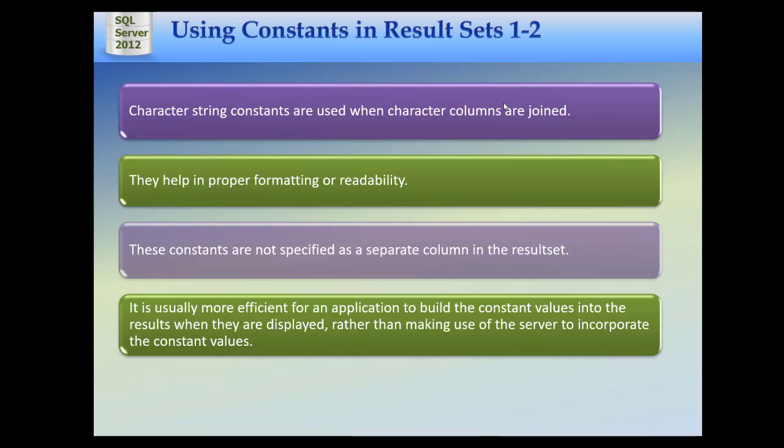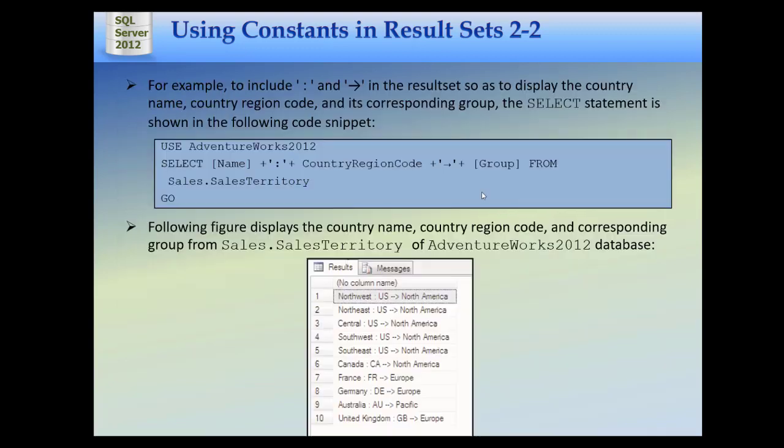Using constants in result sets. Now, character string constants are used when character columns are joined, and they help in proper formatting or readability. And these constants are not specified as separate columns in the result set. It is more efficient for an application to build the constant values into the result set when they are displayed, rather than making use of the server to incorporate the constant values. For example, to include the full colon or the colon and this, in the result set so as to display the country name, the region, the country region code and its corresponding group. The select statement shown in the following code snippet is used.